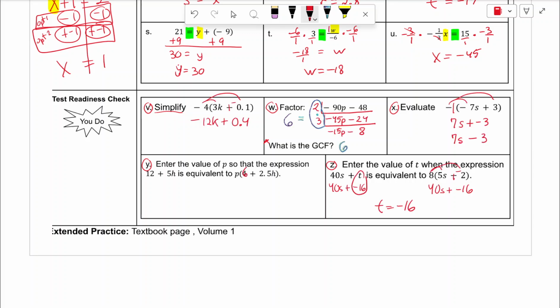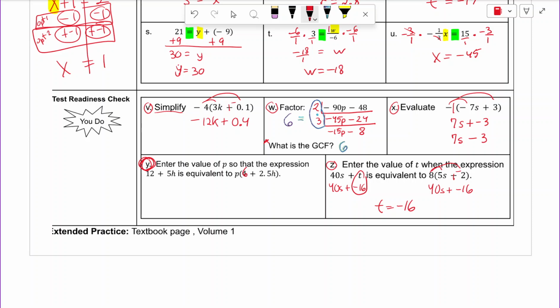Okay, here are the answers. We did have a problem with Y, and so we're going to talk about that in a little bit. But V works out as negative 12k plus 4/10. W worked out the upside down cake method. I took out a 2 first and then a 3. If I had saw that I could take out a 6, it would have been shorter for me. So 2 times 3 is my GCF of 6.